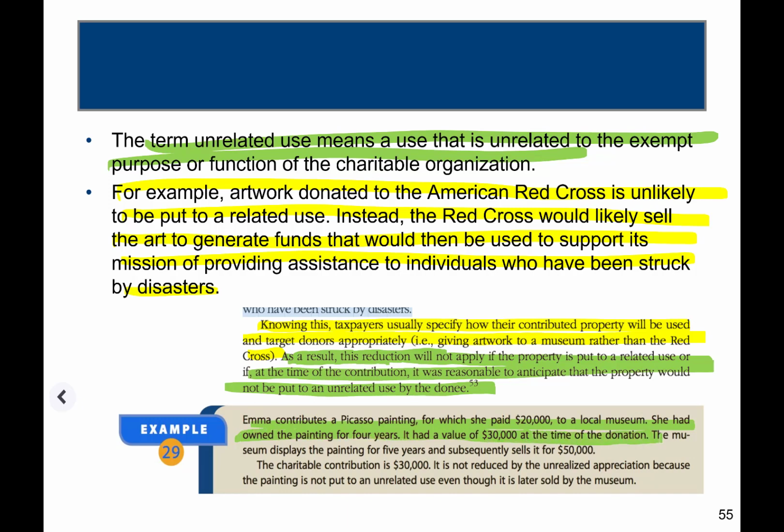So anyway, she gets a Picasso for 20,000, and then she goes ahead and it has a value of 30,000, and she gives it to the museum, and the museum displays it and then sells it for 50,000. Someone could say, well, that's not the related use if they turn around and sell it. Well, at the time that she gave it, it was reasonable for her to believe that they would have put it to the related use because she gave a painting to a museum, right? And so she could go ahead and take the full 30,000 deduction then. Okay. All right, good.